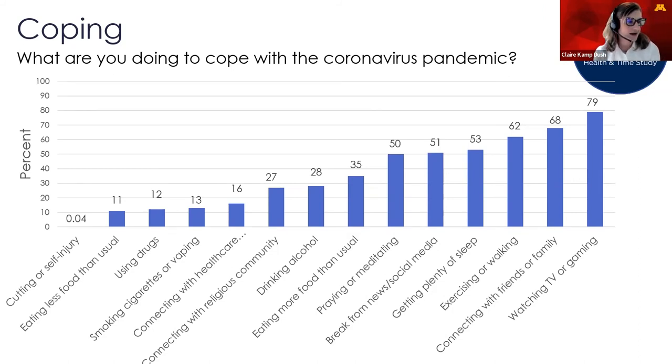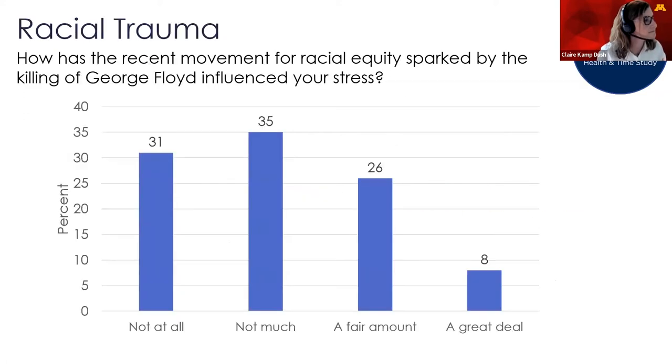Connecting with healthcare providers, smoking cigarettes or vaping, using drugs, eating less food than usual as opposed to eating more food than usual, and then cutting or self-injury was the least likely one that people endorsed in terms of what they were doing. And by the way, you could say as many of these as you wanted to say that you were doing during the pandemic.